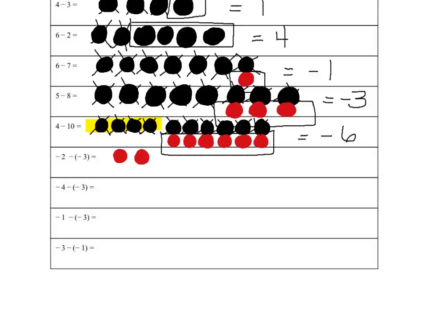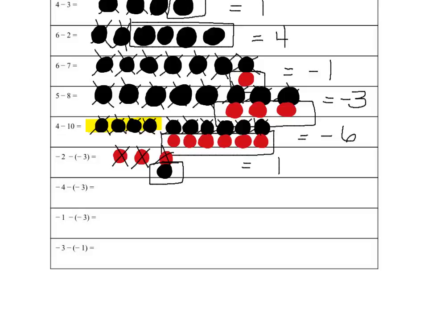And similar to when we needed to take away more black, I need to be able to take away more red. In order to take away more red, I have to add sets again of opposites, 1 black with 1 red. By adding 1 set of a red with a black chip, I can now take away 3 negatives by crossing them off. 1, 2, 3. That's opposite of the previous problems, but it leaves me with 1 black, which means my answer is a positive 1.